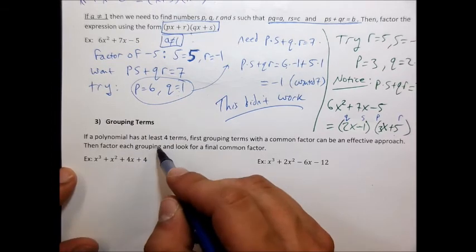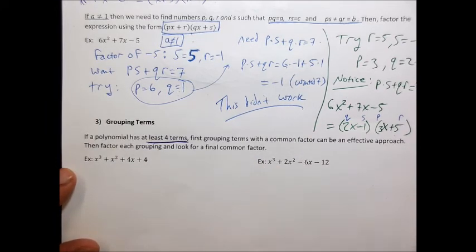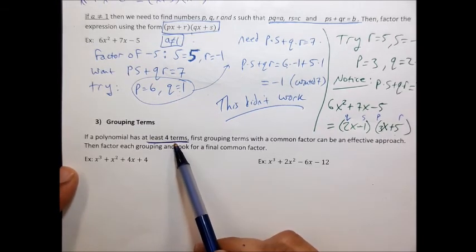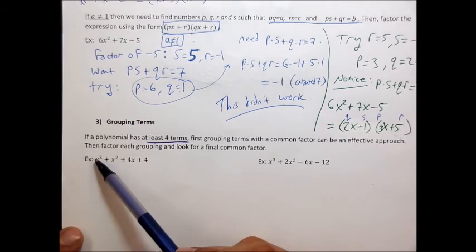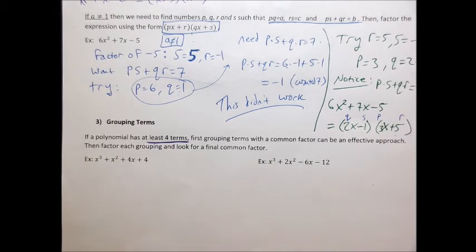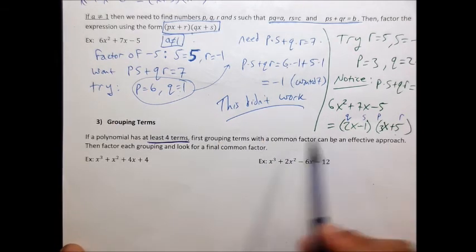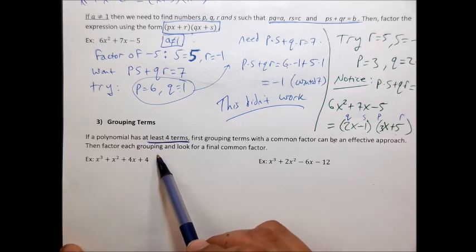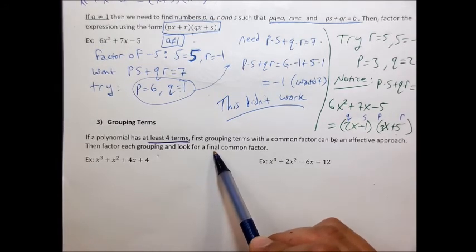Okay, grouping terms. This is a method you want to use when you have 4 or more terms, and it kind of sounds like what you end up doing in some sense with the trinomials. But anyway, when you have 4 or more terms, which usually means that you have something bigger than an x squared, like an x cubed in this one, it helps to group the terms with a common factor, and then factor each grouping. And what happens when you factor the individual groupings is another final common factor sort of pops out.